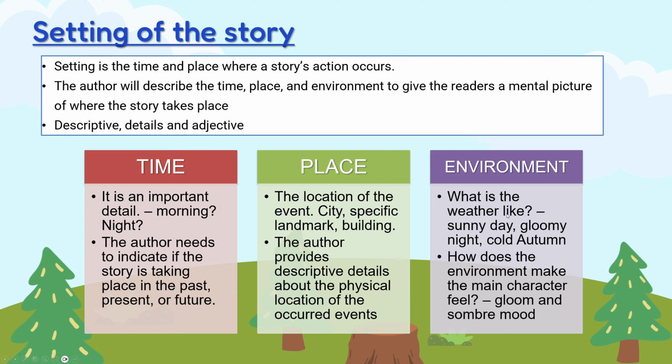Environment. What is the weather like? Sunny day, gloomy night, cold autumn. Depends on the situation. Okay. You don't suddenly put durian season. No, well, that is not really related. How does the environment make the main character feel? A gloomy and somber mood makes them feel sad, makes them feel tired, or maybe something else.